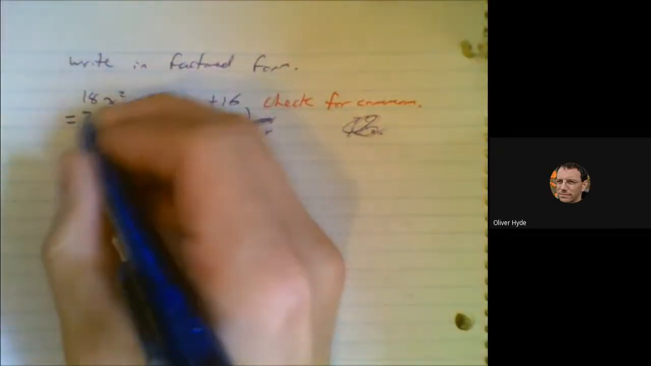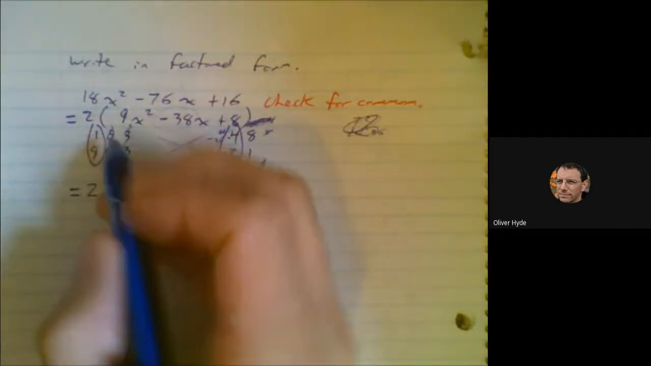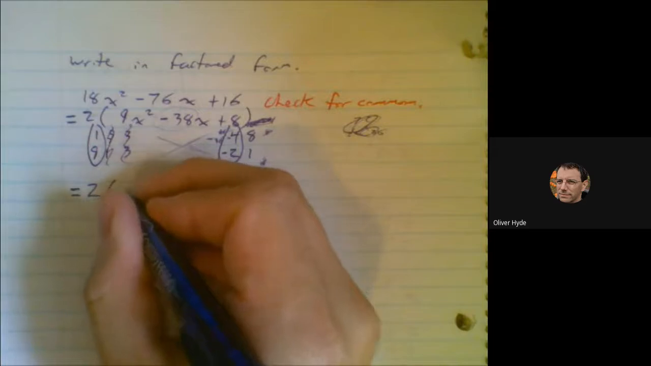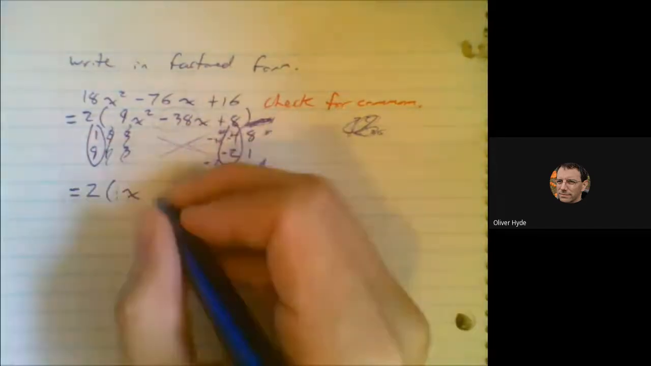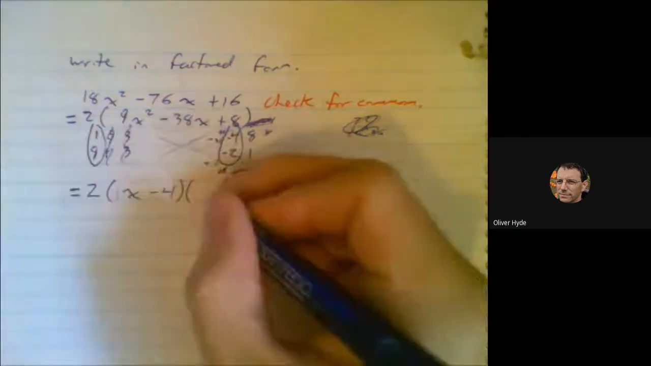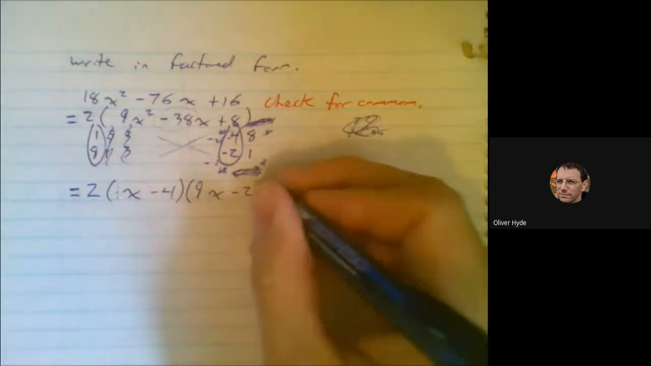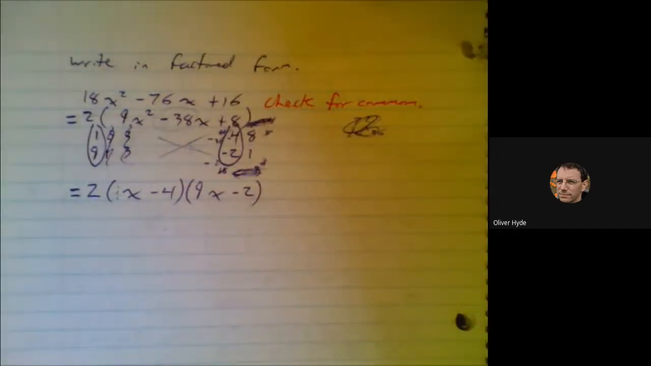Let's make sure we don't lose that 2. We haven't divided by it. We've removed a factor. I'm going to put a coefficient of 1 in front of an x in a bracket with a constant term of negative 4, and then a coefficient of 9 in front of an x term inside a bracket with a constant of negative 2.